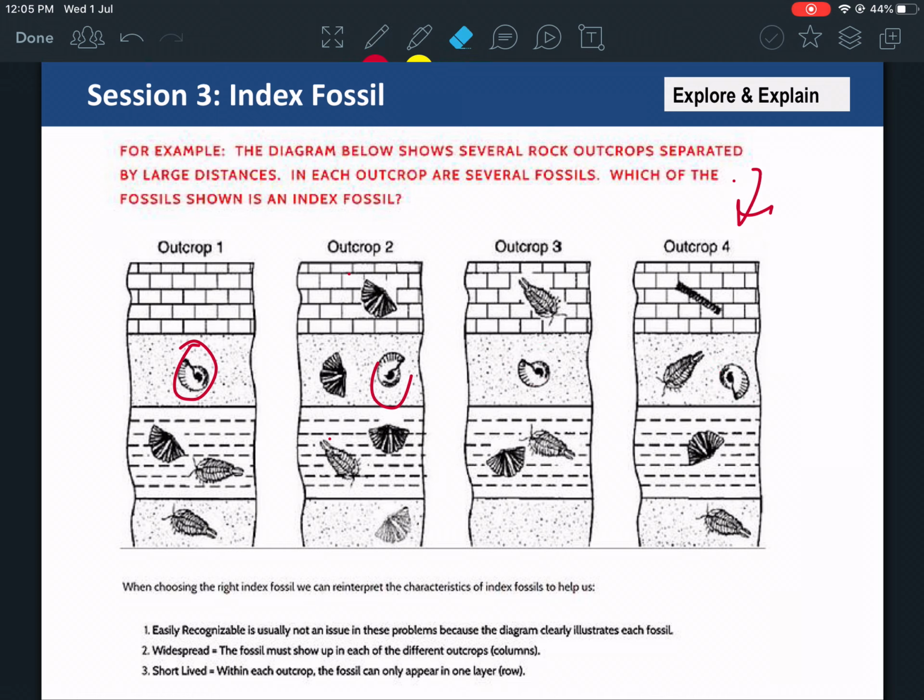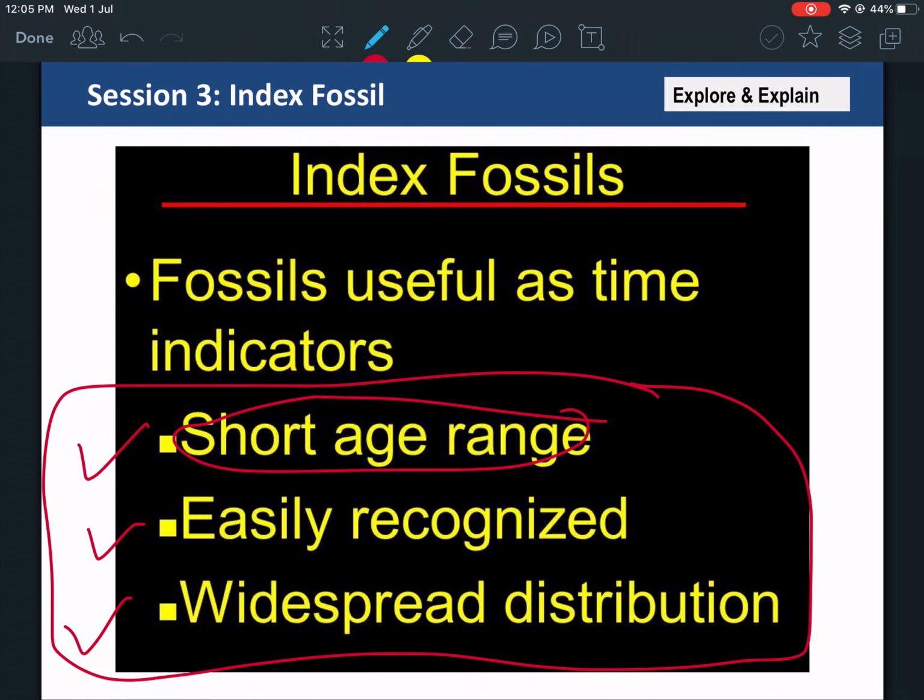It's only in one time frame. So the index fossil here is this one. Okay, so you have to understand that an index fossil is short age range.